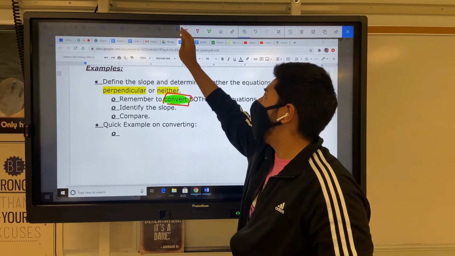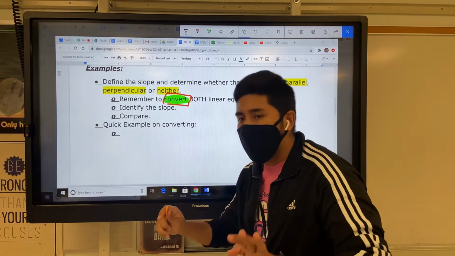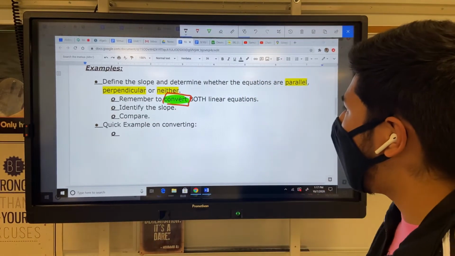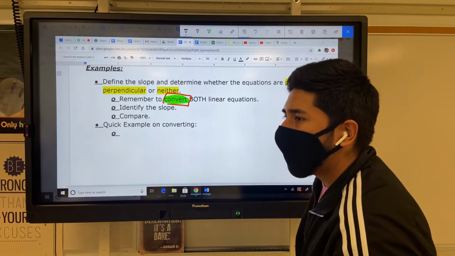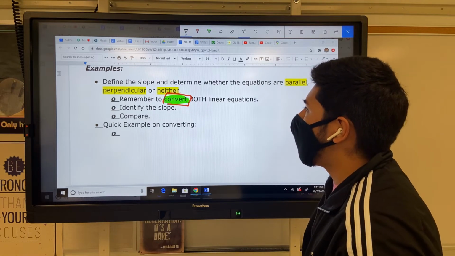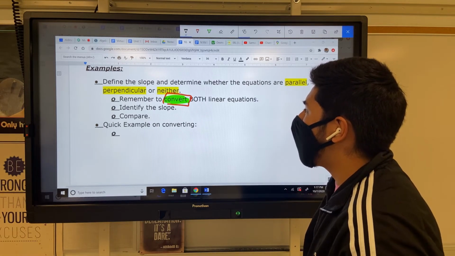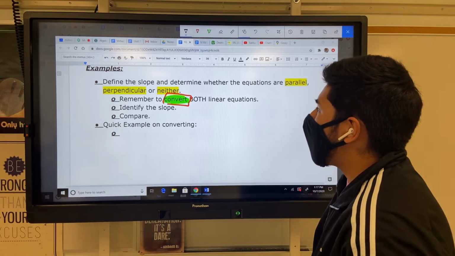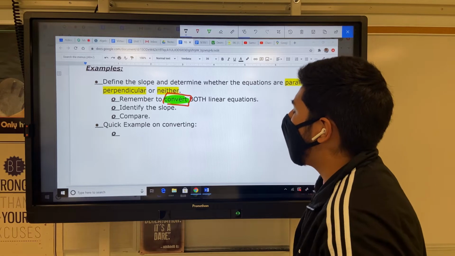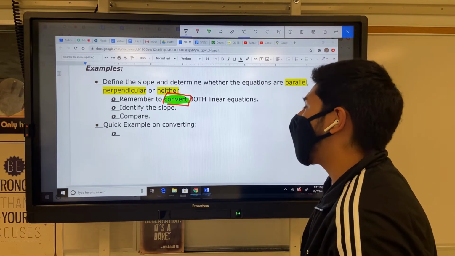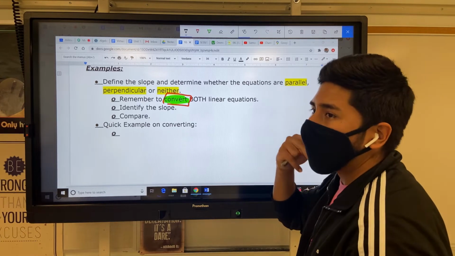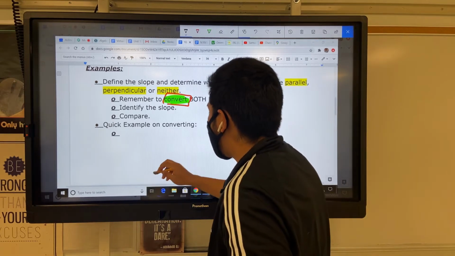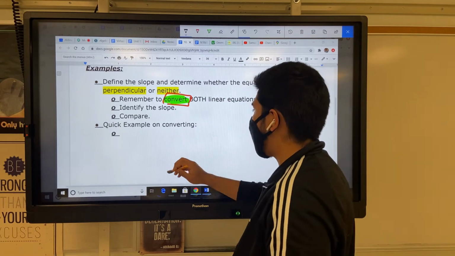Before we did that, little relaxation, not relaxation, but makeup work, which I'm very happy a lot of us did. Failures reduced from 100 kids to about 40, so that's pretty good. Before we left for that little makeup week, we were doing converting, so let's make sure we remember how to convert.